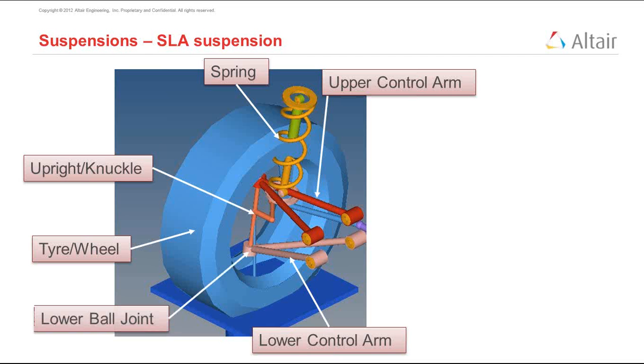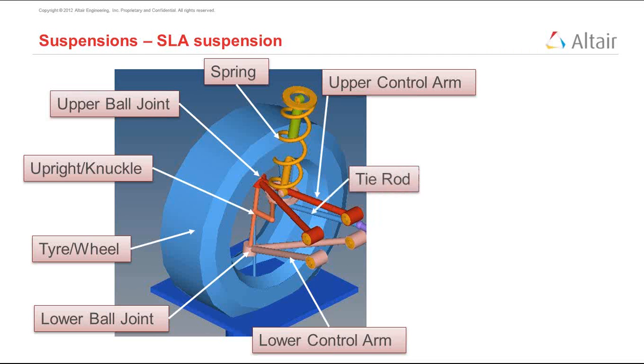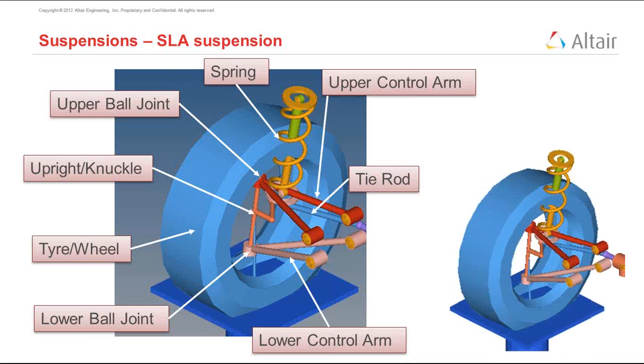Then the lower control arm is connected to the upright by the lower ball joint, and the upper control arm is connected by the upper ball joint. We also have a tie rod that is hidden towards the back. In the front suspension, the tie rod connects the steering and the knuckle, and in the rear suspension, it usually connects the vehicle chassis to the knuckle. So the two ball joints and the tie rod ball joint hold the knuckle in place and allow the wheel to move only in the rotation direction.